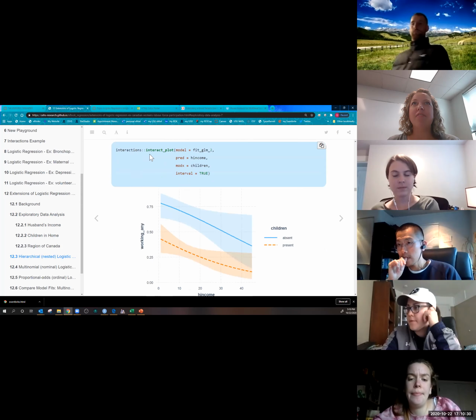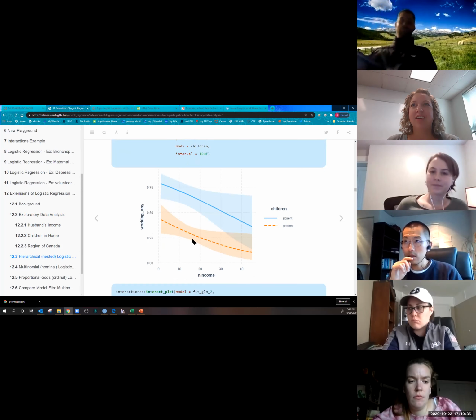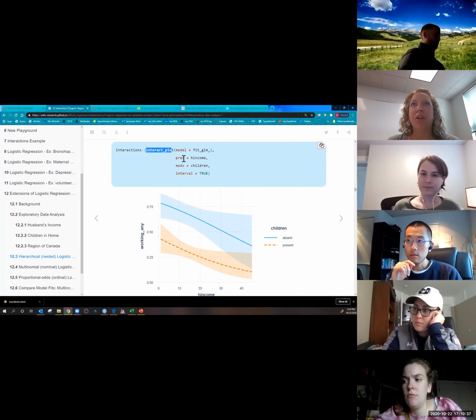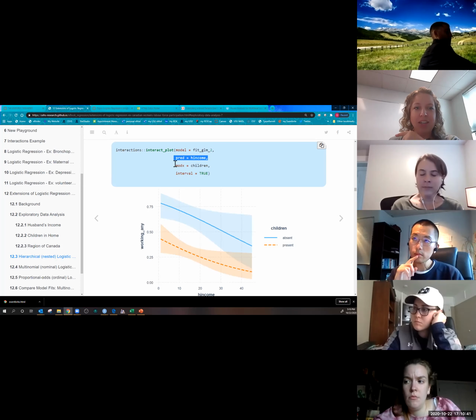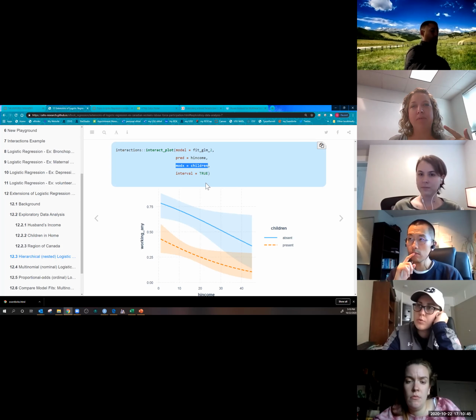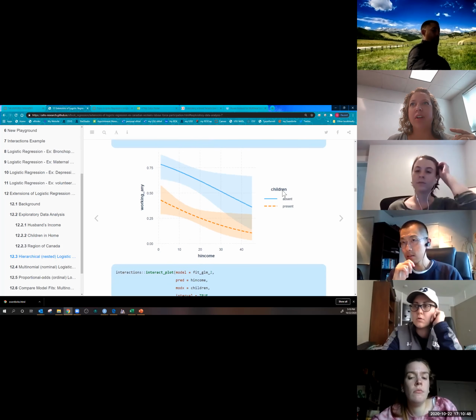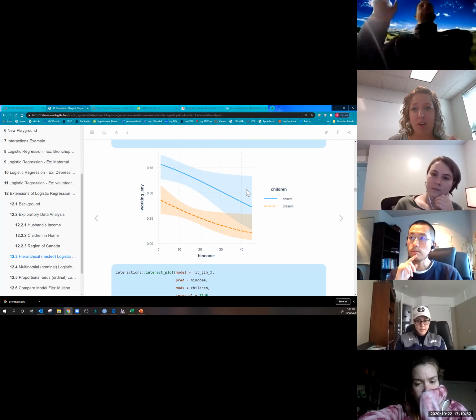Okay. Here I've done the interaction plot. The x-axis is husband's income. Remember, the predictor has to be a continuous variable, and the moderator can be a categorical variable. So here we go. Let's look at the blue line first. There's no kids in the home.